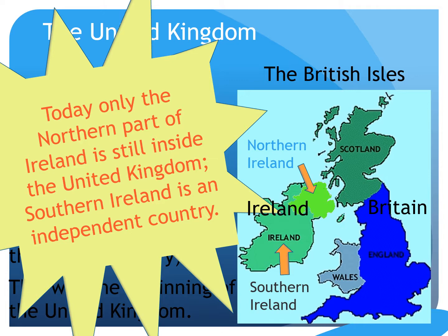I can say I'm English, okay, because I'm from the blue area. Not from the green or grey. I can say I'm British because I'm from the big island. I can say I'm from the United Kingdom, because I'm not from Southern Ireland. I'm from that area, and I'm not from the south of Ireland. So I can say all three: I'm from the United Kingdom, I'm British, and I'm English.